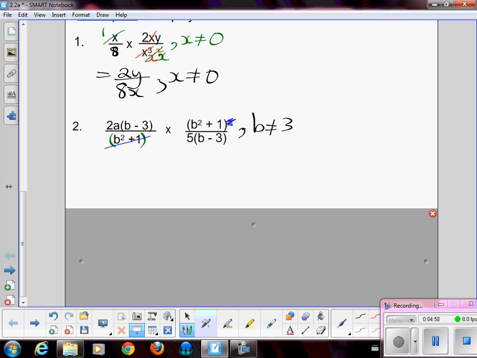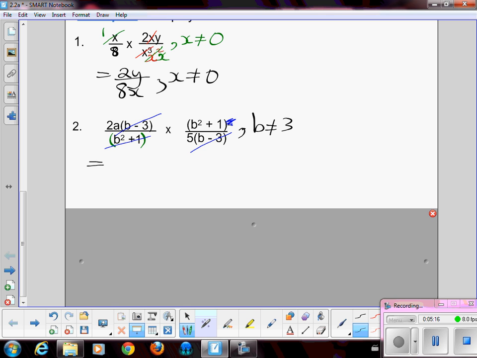Then if I go here, I'm left with b minus 3 and a b minus 3. Then I'm going to look and see what else do I have. Well, on the denominator I have a 5, but on the top I have nothing that goes with the 5, so I believe we are done. So now it's just a matter of multiplying.